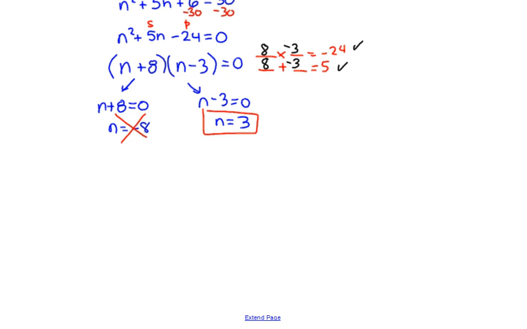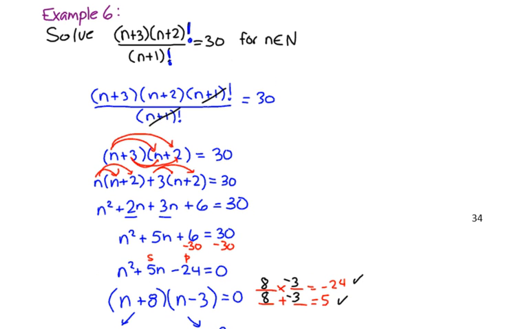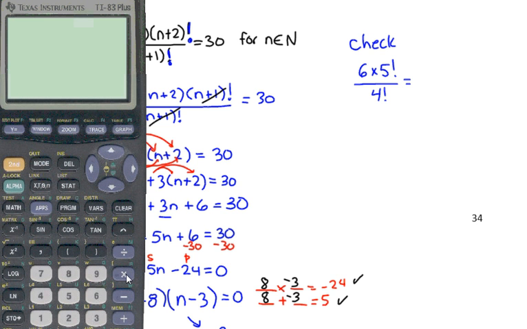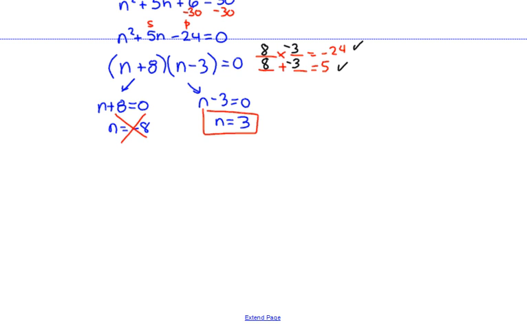And you can check your answer. So you can go back to the original equation. So 3 plus 3 is 6 times 3 plus 2 is 5 factorial divided by 3 plus 1 factorial is 4 factorial. And so if you type that into your calculator, 6 times 5 factorial, math, over 4 factorial, 30. There's your answer, there's your check. Okay, so you can check your answer.